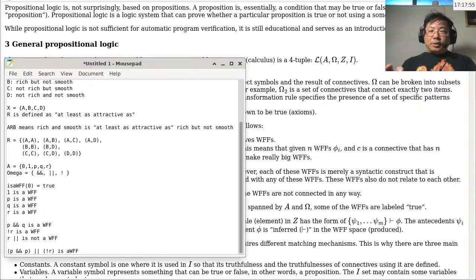Does everybody understand now what is syntactically considered well-formed? Are there any questions about the concept of what is considered well-formed?